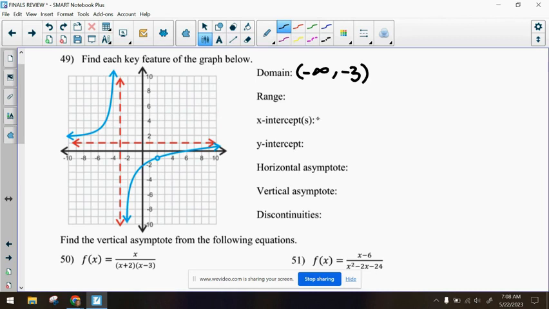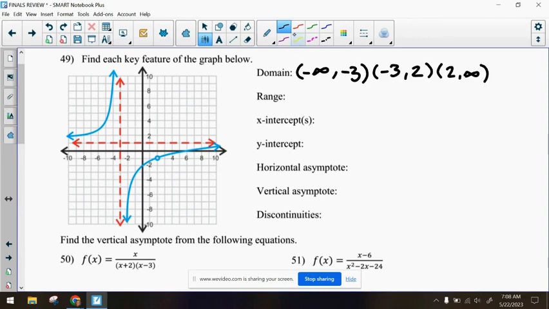I'm then going to move over to the next section, which starts at -3. And then it goes all the way until this hole in the graph. Now we'll talk about that later, but anytime there's a circle in the graph, I can't count that as a point. So it's approaching +2, but then it's that hole, so we have to stop. But then it goes to infinity.